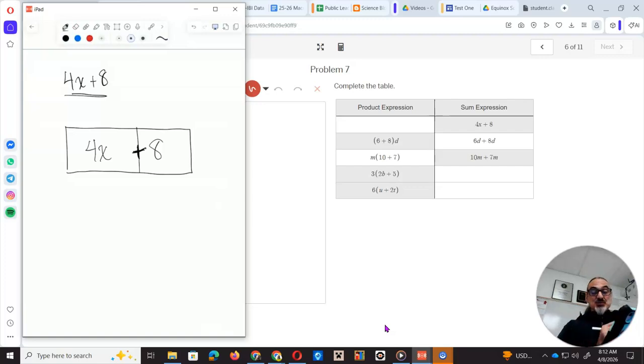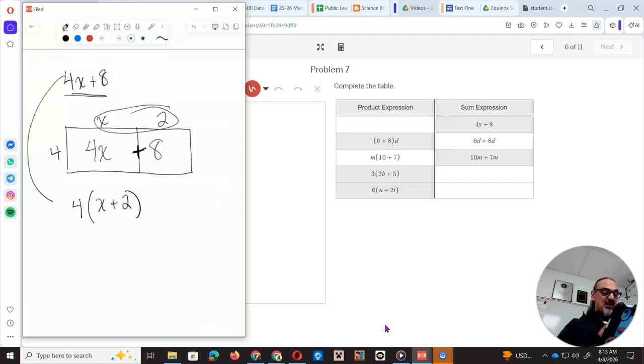Okay, so this is where you get a bit creative, because to get 4x, I can multiply 4 times x. And 4 is a great number to use there, because I can multiply 4 times 2 to get 8. Well, look what that makes. That makes 4 times (x plus 2) to give me an equivalent expression. So those two expressions are equivalent. And many of us learned it, oh, look, you can multiply 4 times x and 4 times 2, and you get 4x plus 8. So that is one equivalent expression.